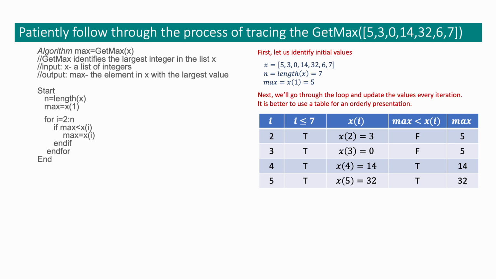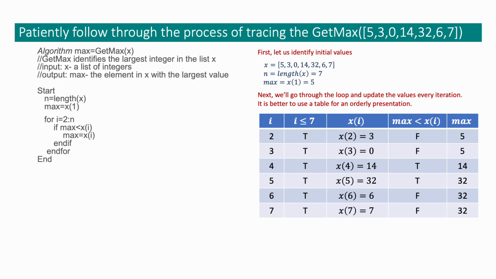X of 5 is 32, which is greater than max. So again, we enter the body of the if-then condition and update max. So max is now 32. In the next iteration, which is I equal to 6, we have x of 6 equals 6. Now x of 6 is less than max, so the condition in the if-then statement is false. So max is unchanged, meaning it still remains with a value of 32.